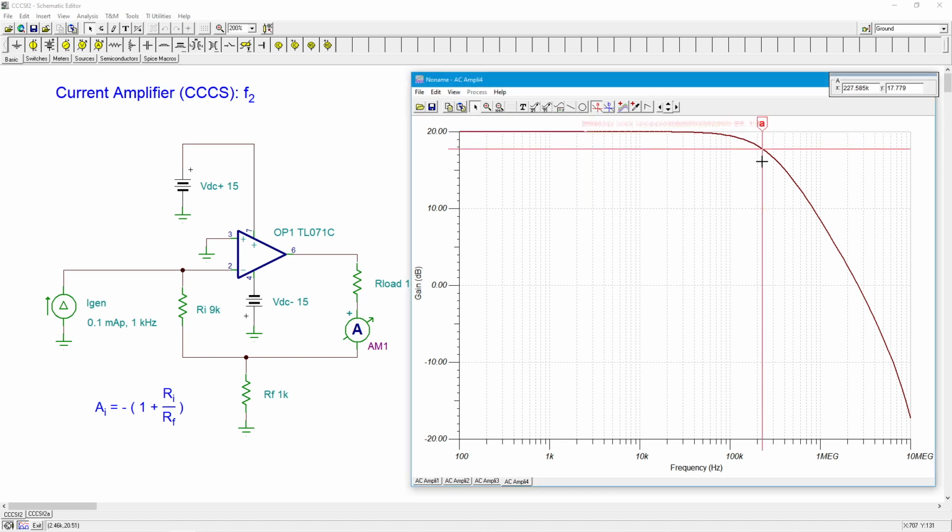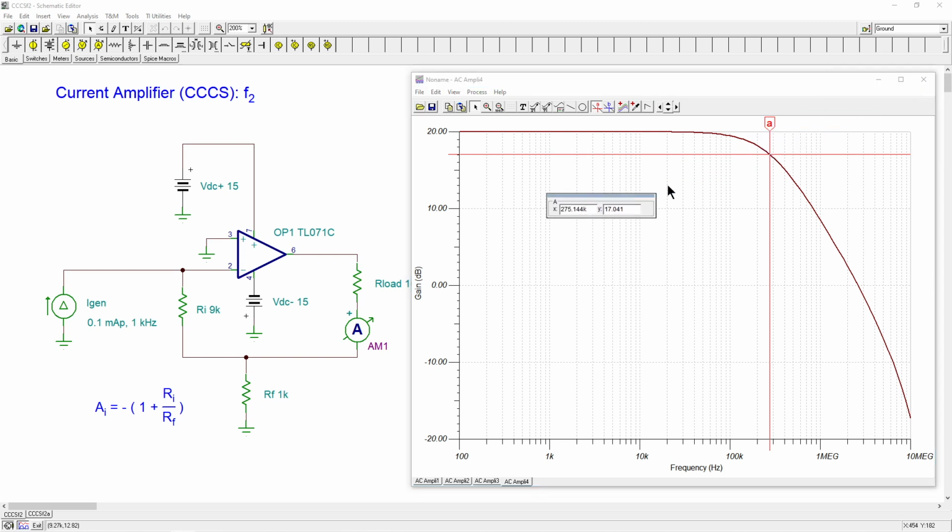Go find 17. Right around there. Hey, we're at 275. Wow. That's pretty interesting. So that's dropped considerably. I mean, that's a factor of more than 10 compared to the original value that we had. So what the heck is going on here?